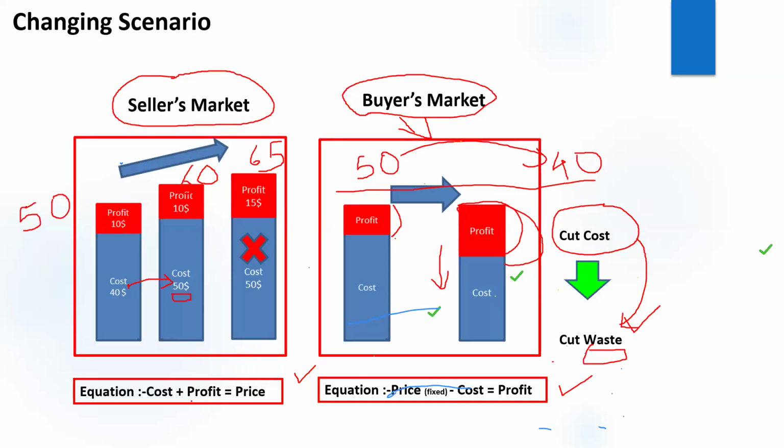We learned in mathematics, suppose price, if we take cost to this side, it becomes minus. So price minus cost is equal to profit. The mathematical equations are the same, but the only change is price is fixed. We cannot increase the price beyond a certain level because there is huge competition. And I have only one option: to cut cost, or I can say to cut waste. We will see what is waste. Okay, understood? The changing scenario understood? Please type yes if the changing scenario is understood. Earlier it was a seller's market, now it is a buyer's market.